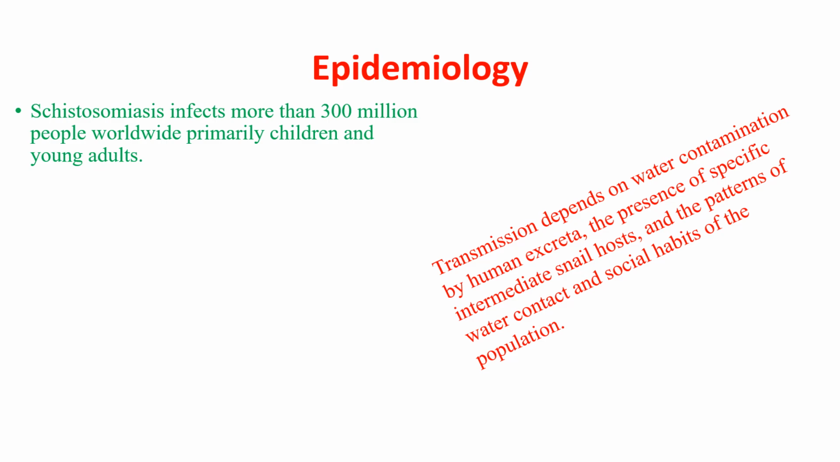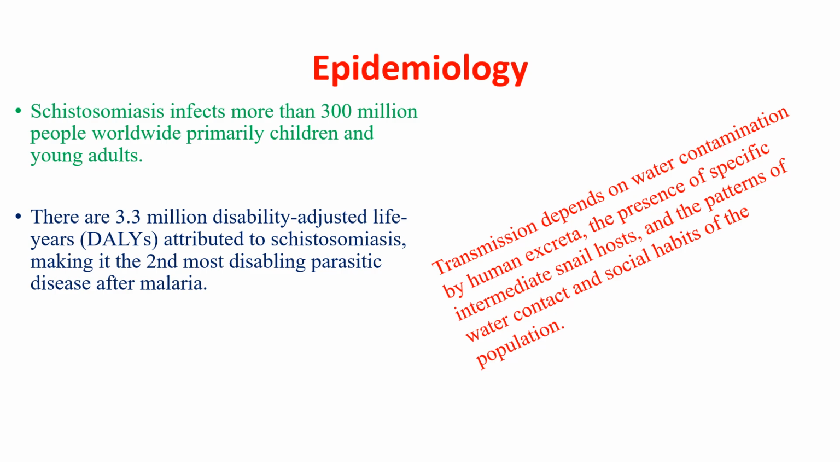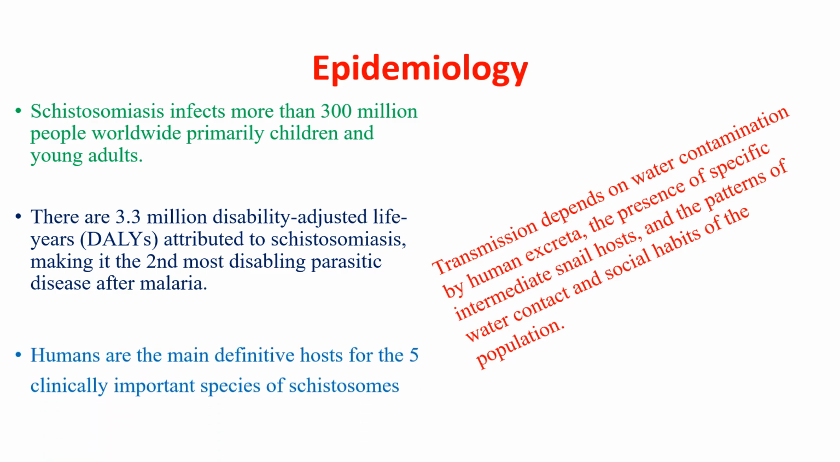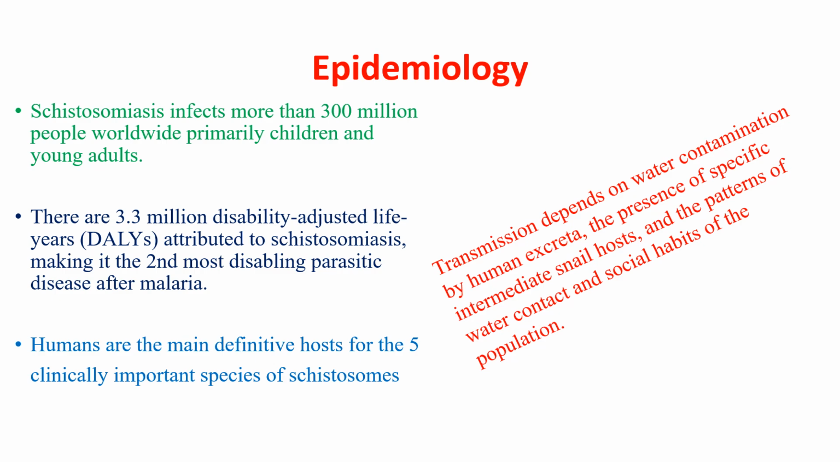Regarding epidemiology, schistosomiasis infects more than 300 million people worldwide, primarily children and young adults. There are 3.3 million disability-adjusted life years attributed to schistosomiasis. This makes it the second most disabling parasitic disease after malaria. Humans are the main definitive hosts for the five clinically important species of Schistosoma. So transmission depends on water contaminated by human excreta, the presence of a specific intermediate snail host, and the pattern of water contact and social habits of the population.